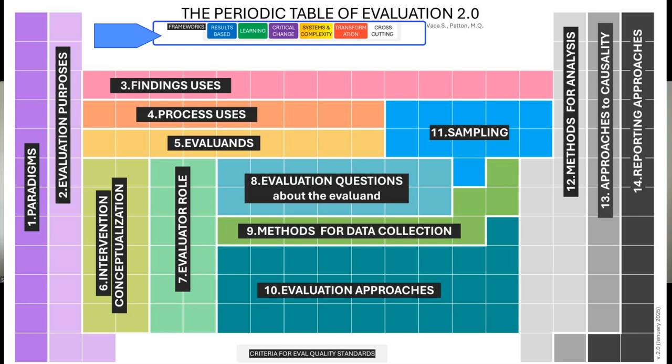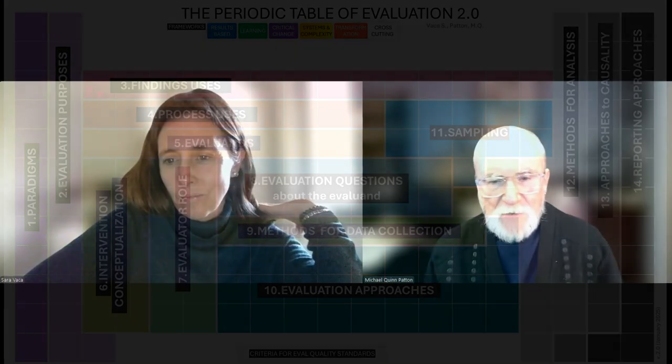So you will find some of the elements that are clearly results based, and you will see a blue triangle in the corner. Some of them are focused on learning, some on critical change, others on systems and complexity, others on transformation, and the ones that have no triangle are cross-cutting and can be applied to any of those five frameworks. That's well put. That's right. And that's a breakthrough. That's good stuff.